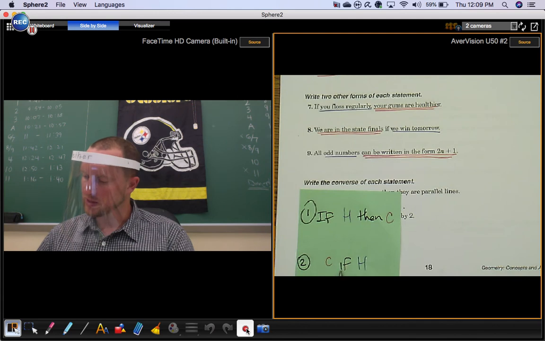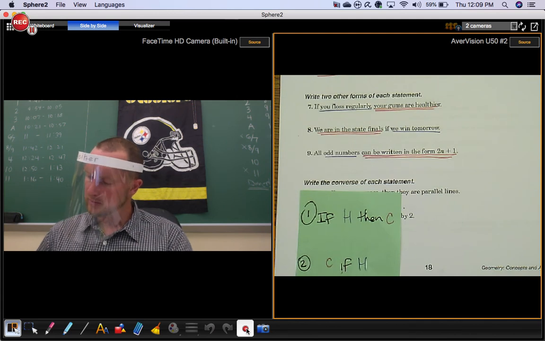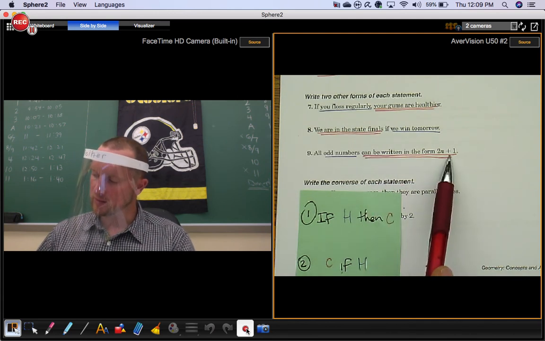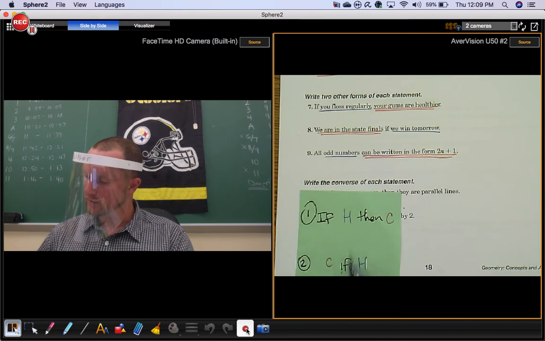You can also switch it to make it look like this. You could say a number can be written in the form 2n plus 1 if it is odd.